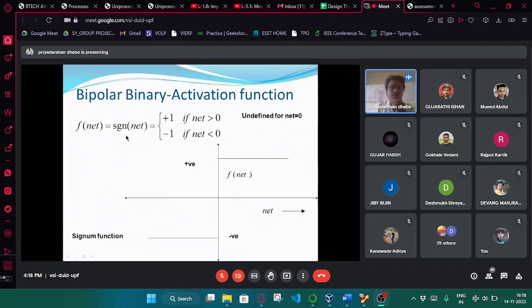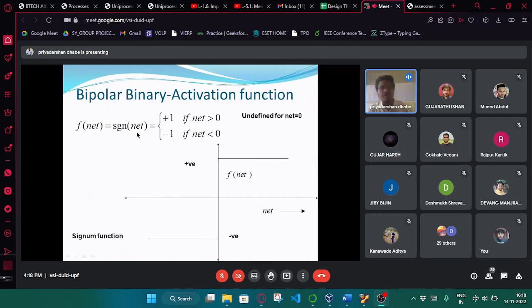So this is the signum function. I can use the signum function as a kind of activation function of a neuron, and it is bipolar binary. Bipolar means what? It has plus and minus sign both, so it will provide the output with plus and minus sign both. And binary stands for, it provides only two values, either plus one or minus one. So this is called signum of net.